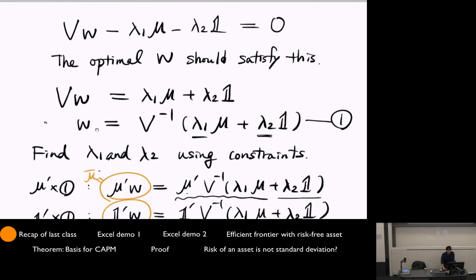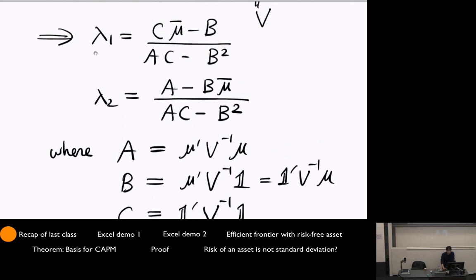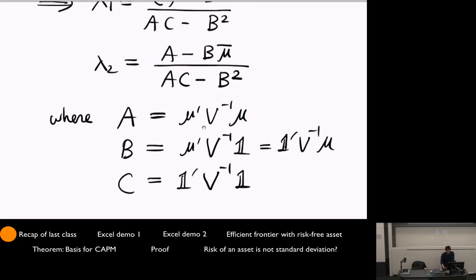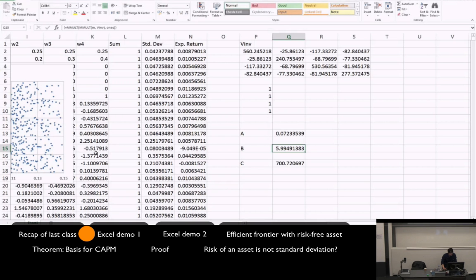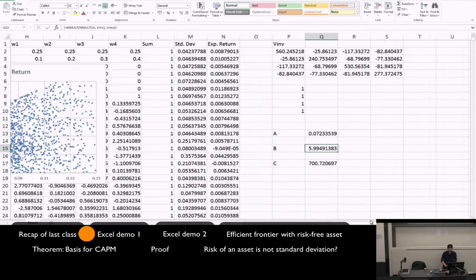This is the optimal portfolio W equal to V inverse times lambda 1 mu plus lambda 2 1. This bold letter 1 is the vector of 1s, 1, 1, 1, 1. And lambda 1, lambda 2 are given by this. Lambda 1 and lambda 2 are both given by A, B, C and mu bar. Here, A, B, C are given by mu and V, just environment variables. And then we were in the middle of an Excel exercise to draw this efficient frontier using this analytical solution.